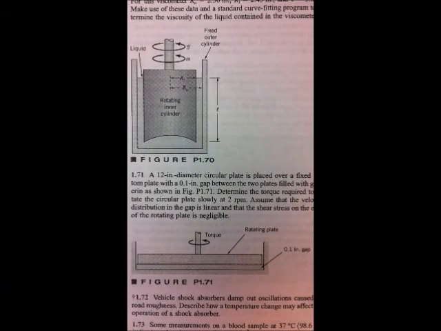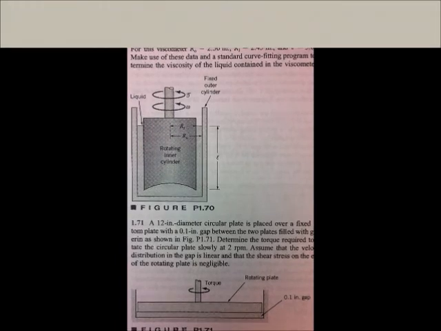Okay, we are group number 28, and the problem we are doing is 1.71 from the first homework. This problem is basically finding out the torque required to spin the circular plate, and this is kind of tricky because you have to differentiate and integrate multiple times, and here are some steps to solve this problem.